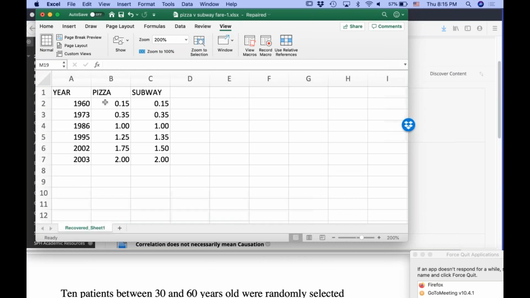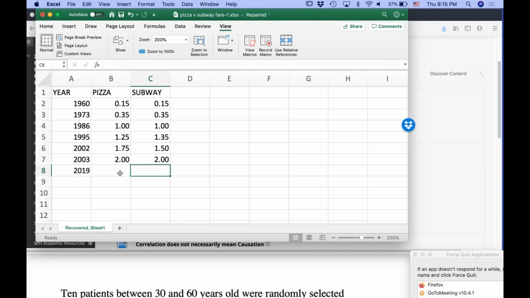When I was a kid in 1960, pizza cost 15 cents. The subway fare was 15 cents. By '73, the subway fare had gone up to 35 cents. Pizza was roughly 35 cents. So '86, but what does pizza cost nowadays? 2019.